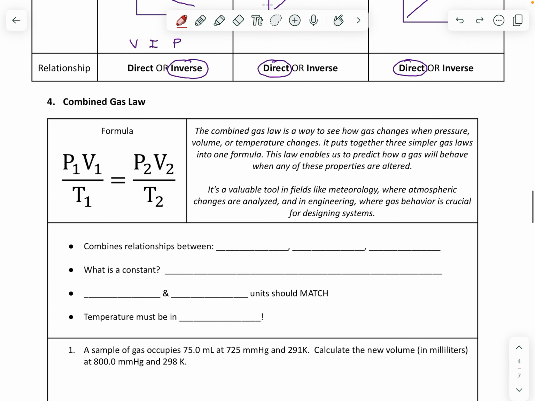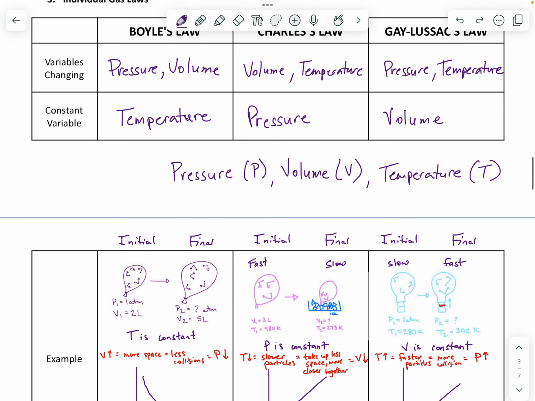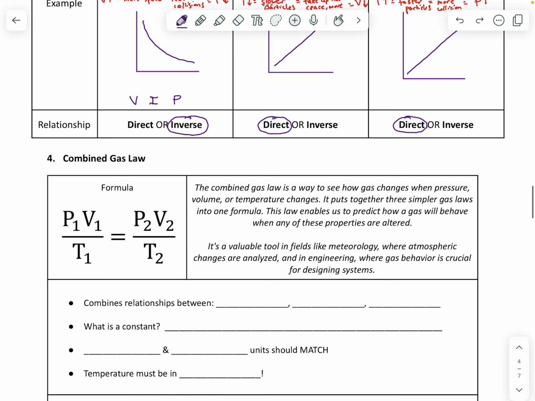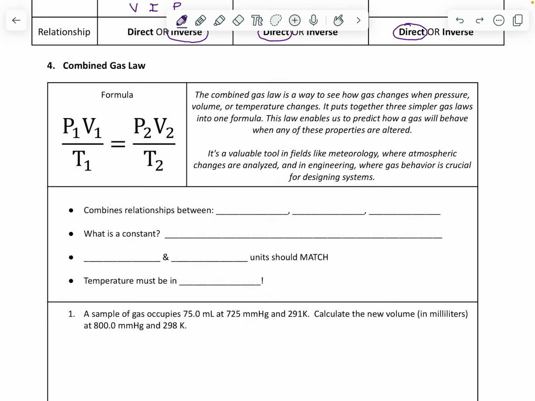And so that brings us to our combined gas law. Now, the combined gas law takes all three of these laws up here and puts their relationships into a mathematical representation where we can use all three variables at once. And the cool part about it is this equation works even if a variable is either, let's say, not included, or it's missing, or it is told to us that it is constant, right? And so, of course, this combines the relationships between pressure, volume, and temperature. What is a constant?